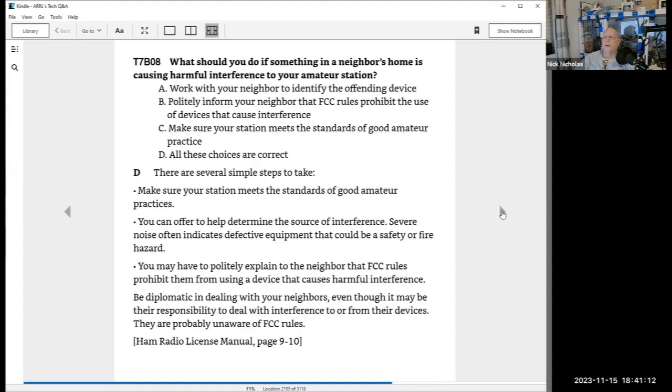What should you do if something in a neighbor's home is causing harmful interference to your station? Well, reading all these answers, every single one of them is a good idea. Work with your neighbor to identify whatever is causing the interference. Politely inform your neighbors that the FCC prohibits the use of devices that can cause interference. And make sure your station makes good amateur standards. So all of the above are correct. That's a great general answer. It's the one that passes the test. In the real world, use common sense again.